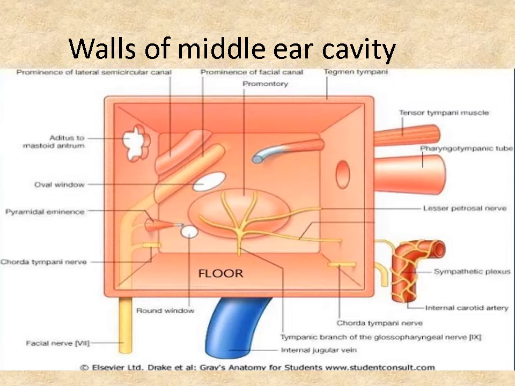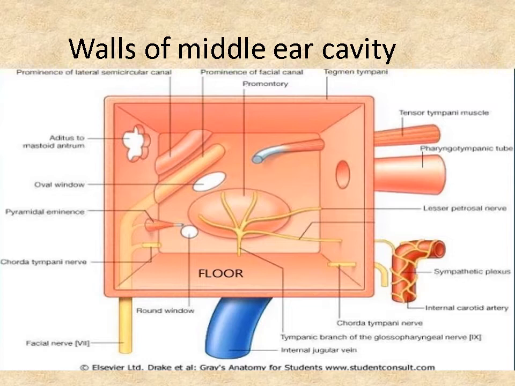Okay, so we finished the roof of the middle ear cavity and the floor. We move on to the anterior wall of the middle ear cavity. The anterior wall has 3 canals: a canal for tensor tympani muscle, the Eustachian tube, and the carotid canal for the internal carotid artery.